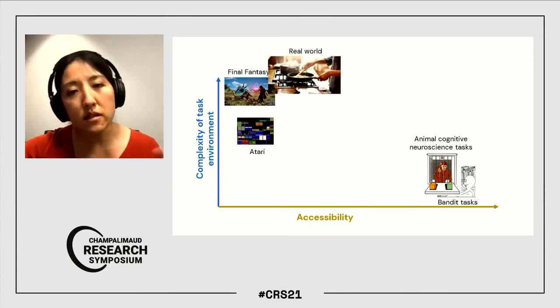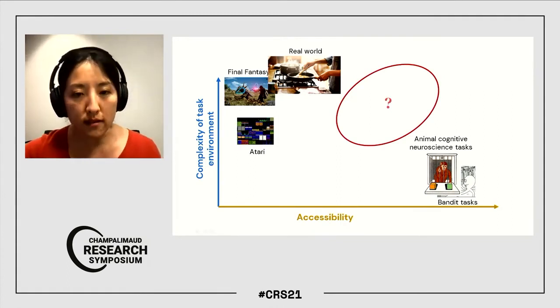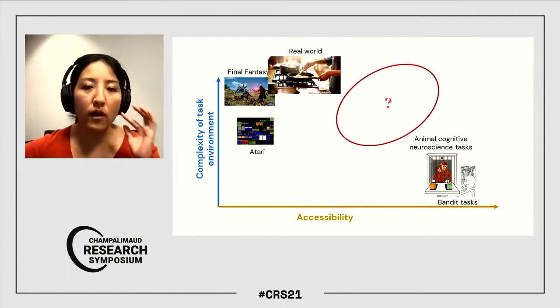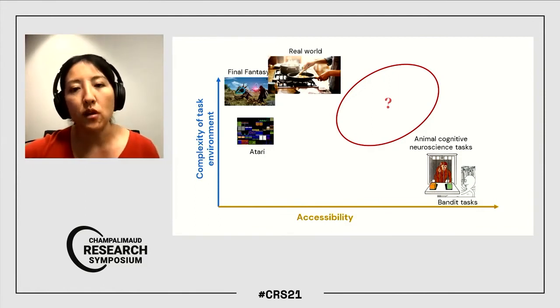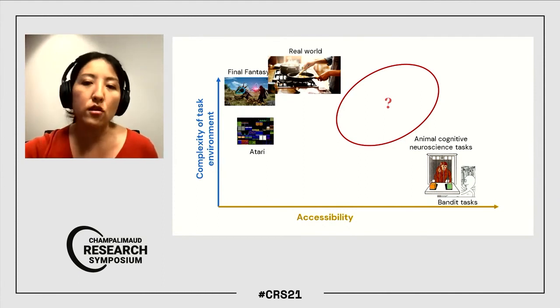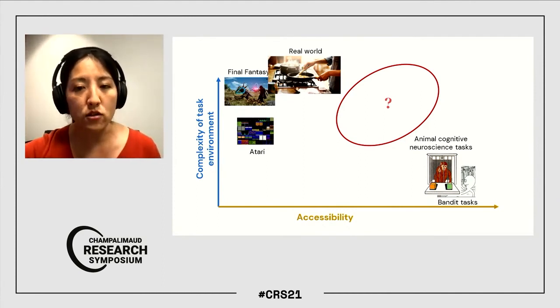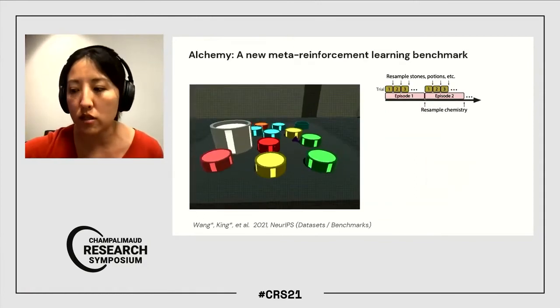And then, of course, you have the most complex environment of all, which is the real world. But you can see that there's this kind of hole that exists, this gap, where we don't really have a lot of environments that are both easily accessible and amenable to interpretation, and also at the same time have enough challenging complexity that it requires really interesting cognitive functions like smart exploration or learning how to plan sequentially.